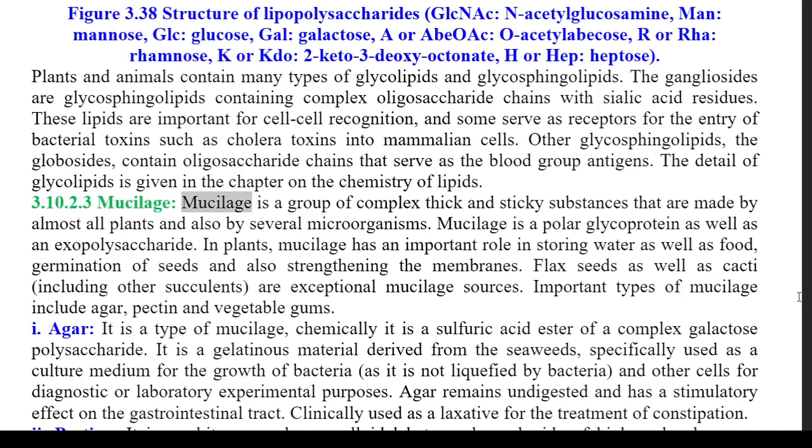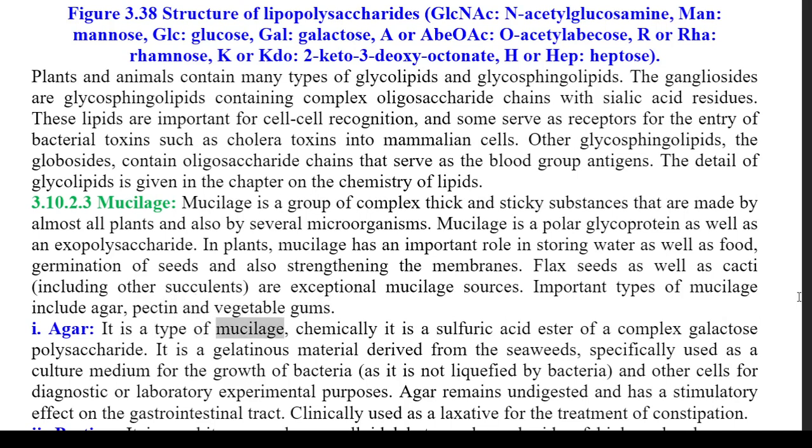3.10.2.3 Mucilage. Mucilage is a group of complex thick and sticky substances that are made by almost all plants and also by several microorganisms. Mucilage is a polar glycoprotein as well as an exopolysaccharide. In plants, mucilage has an important role in storing water as well as food, germination of seeds and also strengthening the membranes. Flax seeds as well as cacti, including other succulents, are exceptional mucilage sources. Important types of mucilage include agar, pectin, and vegetable gums.